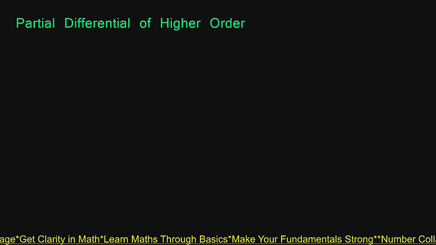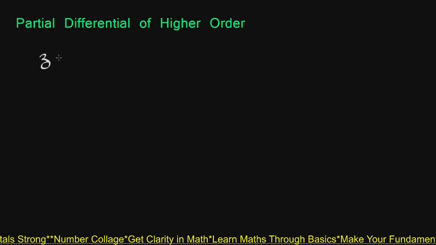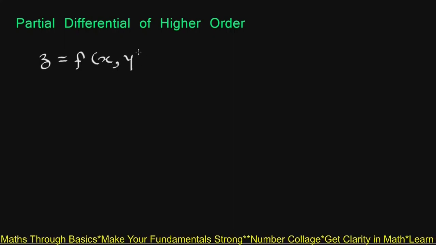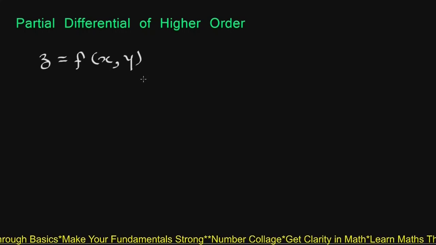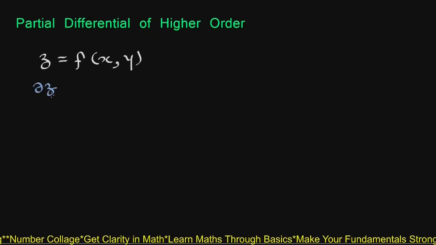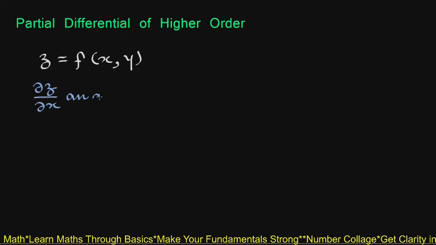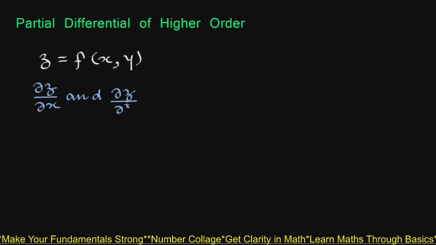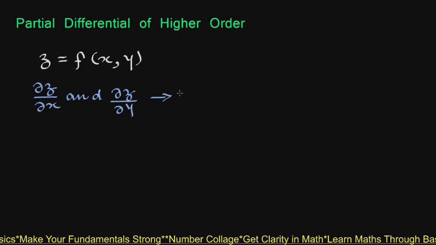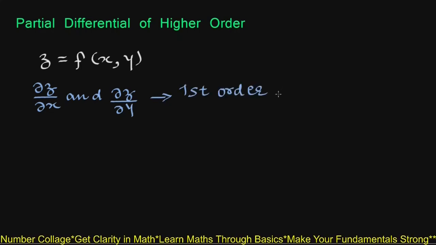In this video, we will see how to find partial derivatives of higher order for a function z equals f(x, y), where z is a function of two independent variables x and y. We have seen how to find ∂z/∂x and ∂z/∂y by using the definition of partial differentiation. Now this is the first order partial derivative.